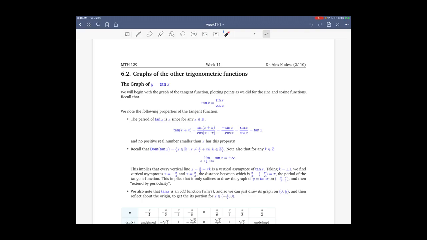Welcome back. Our first topic this week is graphs of the other trigonometric functions. We will talk about four functions: tangent, cotangent, secant, and cosecant.